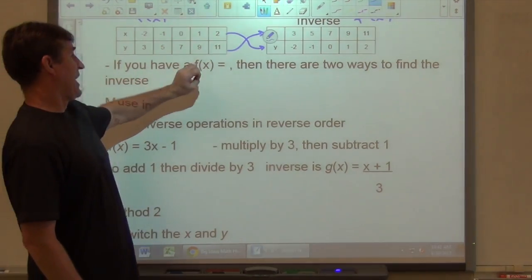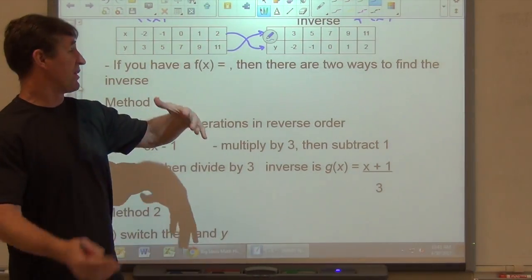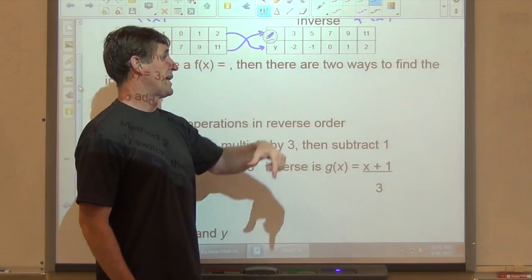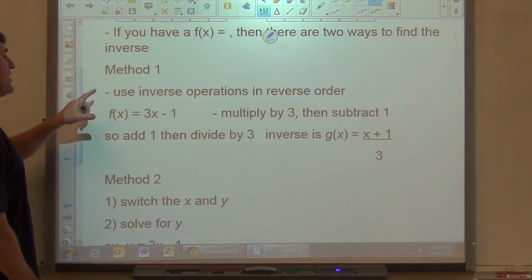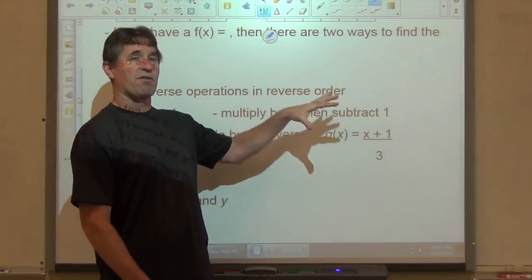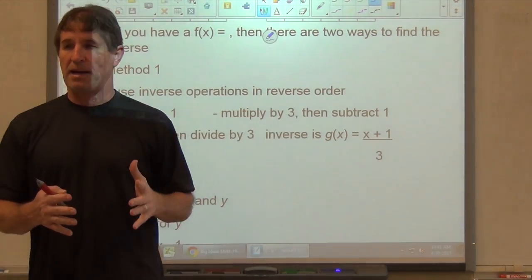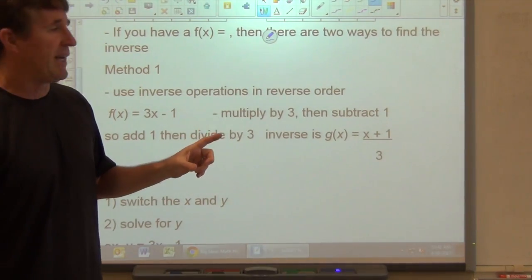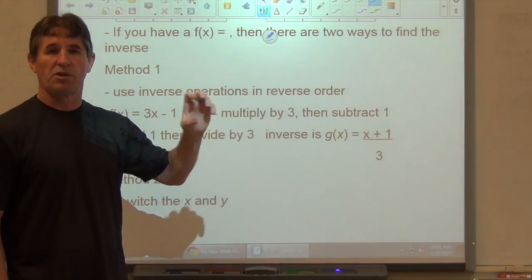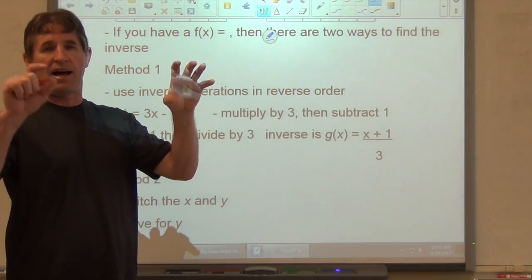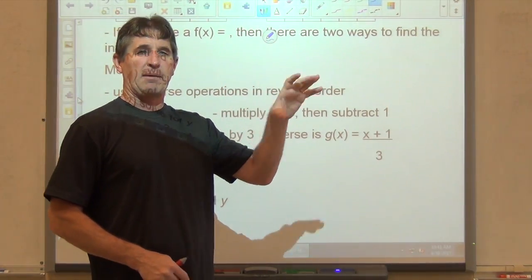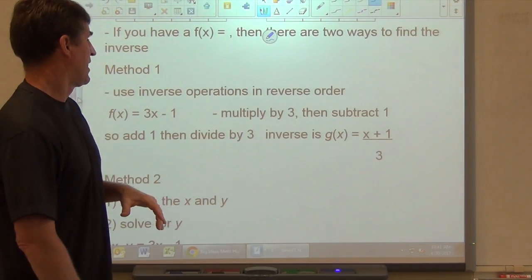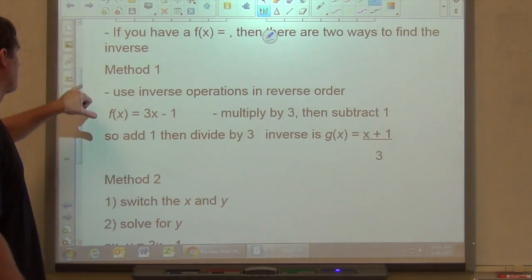If you have f of x equals, where you just have an equation or a function, then there are two ways to find the inverse. Method 1 is use inverse operations in reverse order. The second method is a little bit easier, but you have to use it when you do story problems a lot because the values can't be switched. You can't switch the values of people with the values of money and things like that. So you'll see as we go through this.